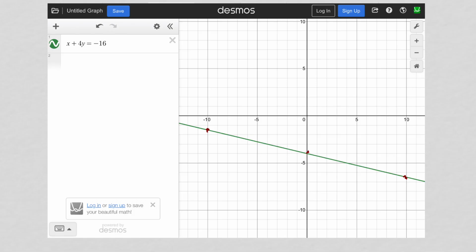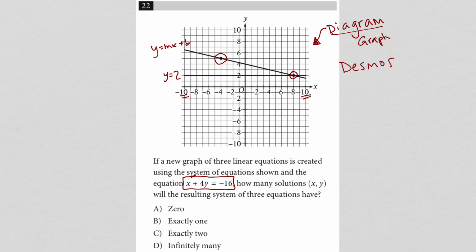I'm assuming that's 7. So if I were to superimpose this here, my graph would look something like this. And that looks parallel to this line here, maybe, but definitely not intersecting the other 2 lines. So I'm going to say that my answer is choice A for that reason. There are 0 solutions to this question because the system of 3 linear equations do not intersect at a single point. That's why we have choice A.